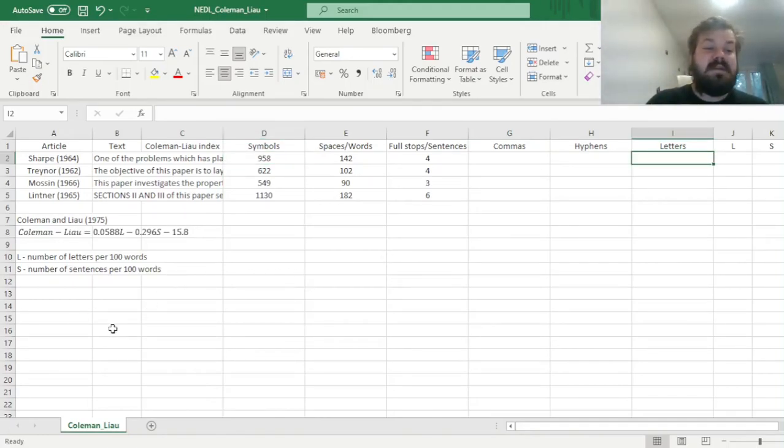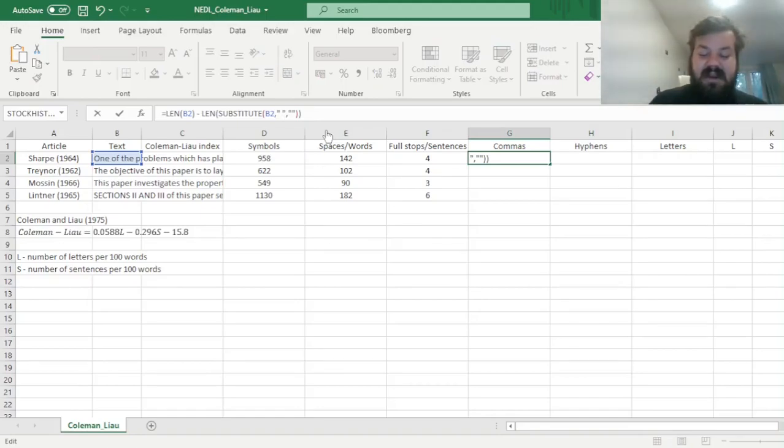And this is important because the Coleman-Liau index dwells on the number of letters per 100 words and not the number of any symbols per 100 words. So let's simply count the number of commas. So here, instead of a space, we'll have a comma. And here, instead of a comma, we'll input a hyphen.